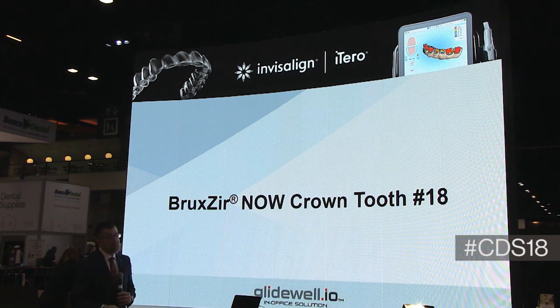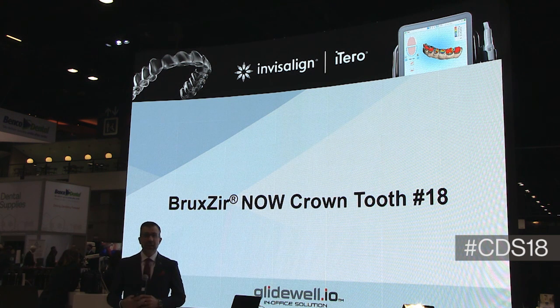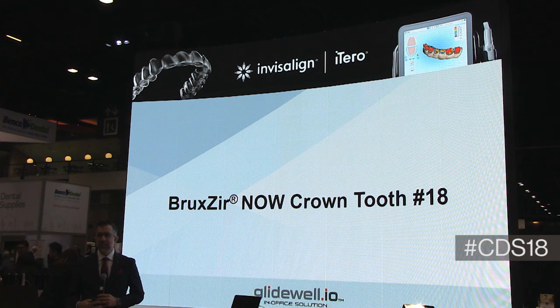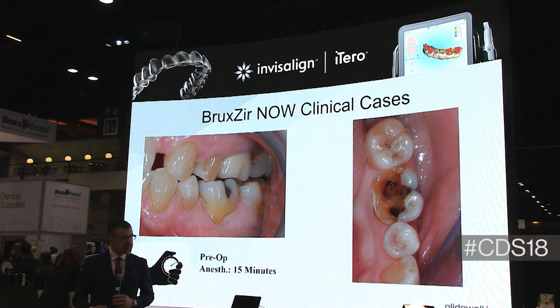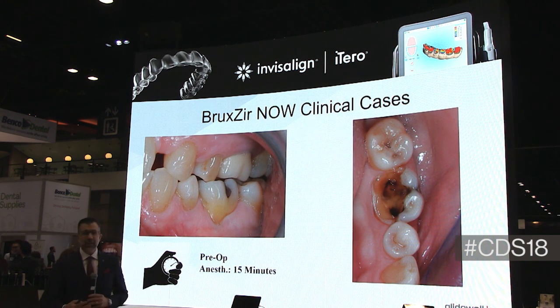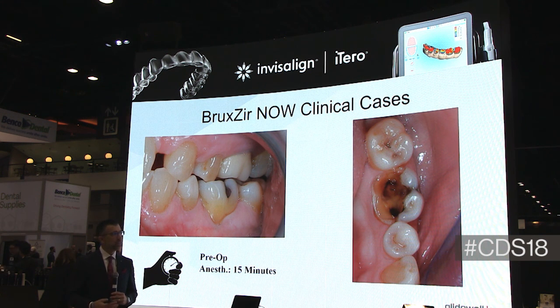In the next case, we're going to talk about Bruxer Now. Now, this is another unique material to have in your office. It's not often that you're going to have an 800 megapascal material that you can use in your office and deliver the same day. So this patient came in, and this is exactly how they presented, and I don't think I had to go fully around the wheel of diagnosis and considerations to realize that this patient needed a crown.